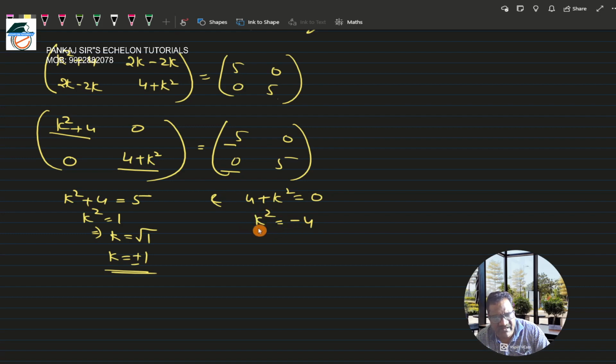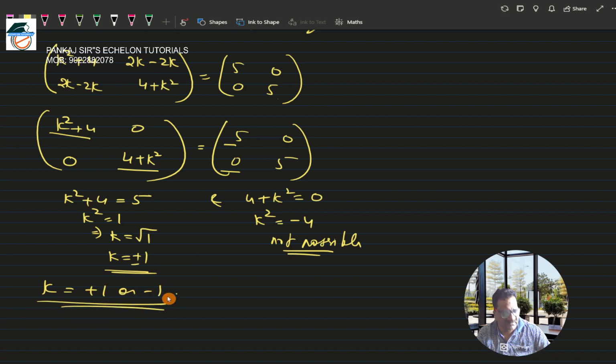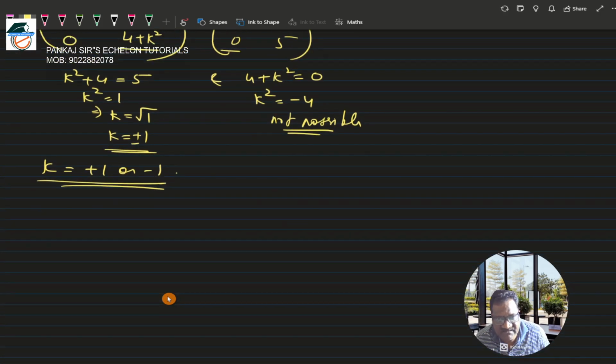Okay. From here, if you want to find out K square equal to minus 4, now any square of any real number cannot be negative, so this is not possible. So my answer for K is equal to plus 1 or minus 1. Okay. So that was the answer for question number 48, and the answer in the book is K is equal to plus or minus 1. That's correct. Now we are left with only 2 more questions of this exercise to make it a half century.